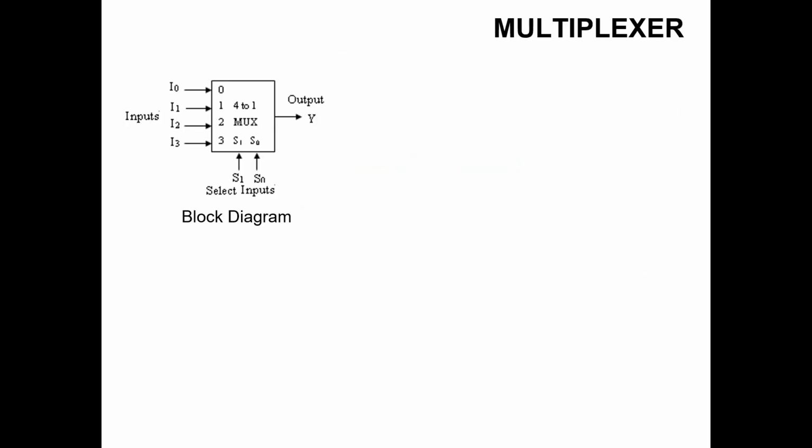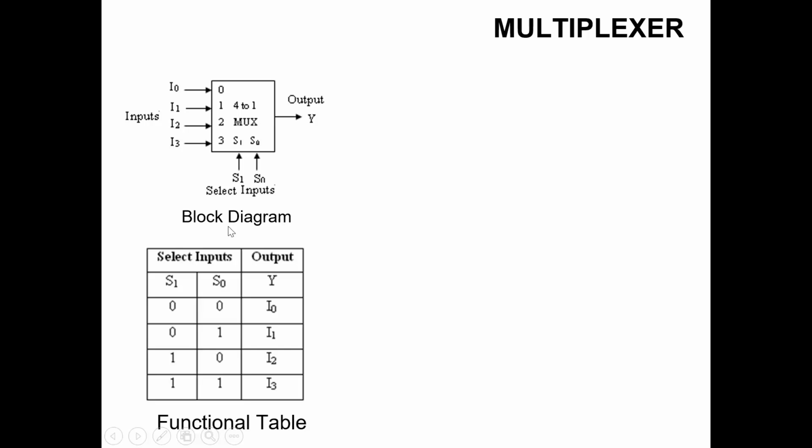The block diagram of a 4 to 1 mux is shown here. Here we have 4 input lines I0, I1, I2, I3 and one output line Y, and we have two select inputs S0 and S1. Depending upon the data on the select lines, one out of these 4 input lines is selected.